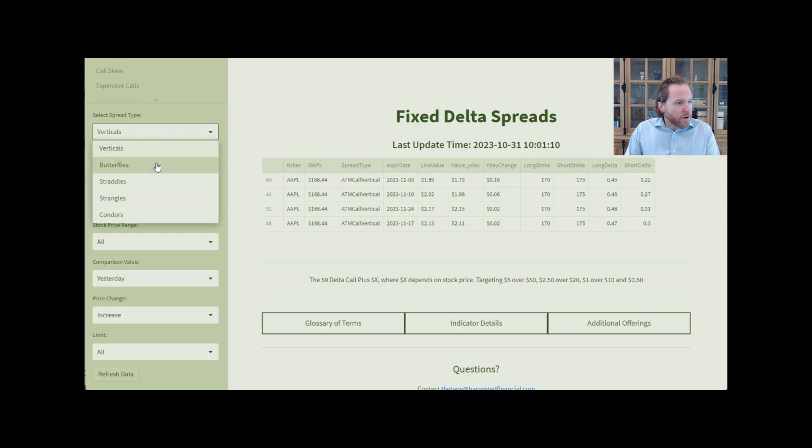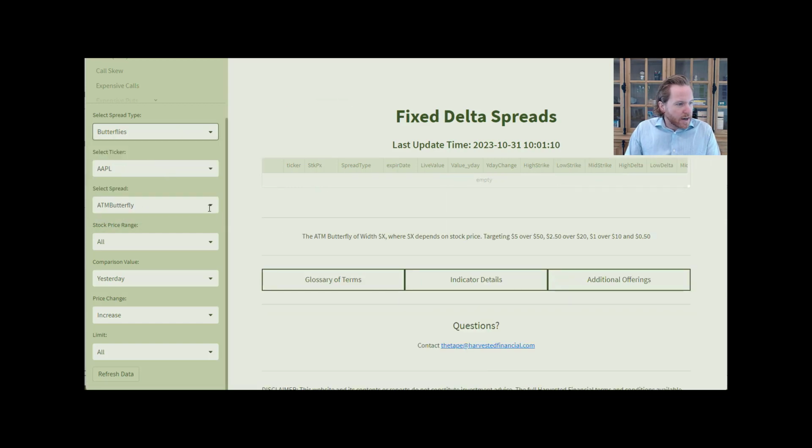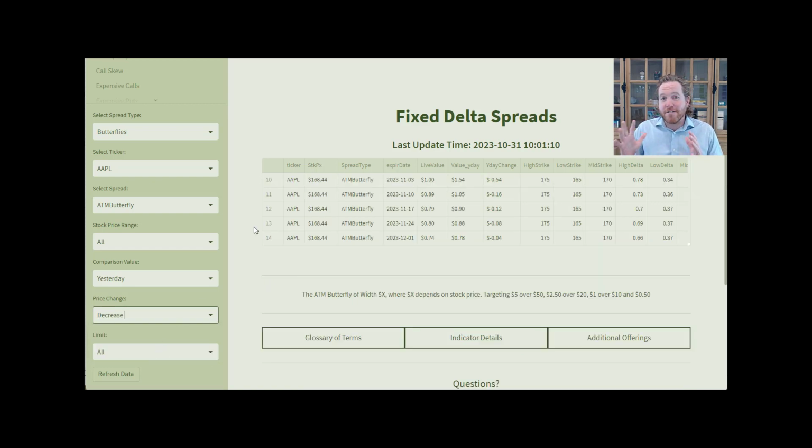So in addition to verticals, we can also look at butterflies. So if this comes up empty, one thing to always check is, what are my filters doing? So I'm guessing this is a price change question because, like we said, volatility is increasing in Apple as stock's going down. So that's actually going to raise the cost of our verticals, but it's going to drop the cost of our butterflies. It's one of those counterintuitive things about butterflies. You're short volatility for a debit that will go down in price as volatility goes up, and up in price as volatility goes down, because you want it to center right at the middle of your butterfly.